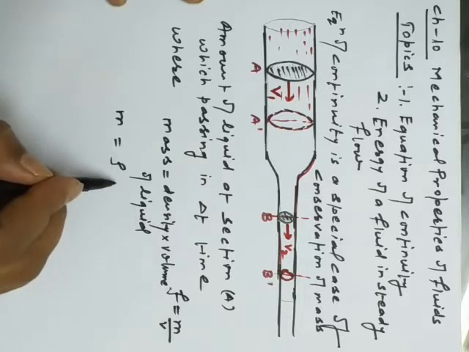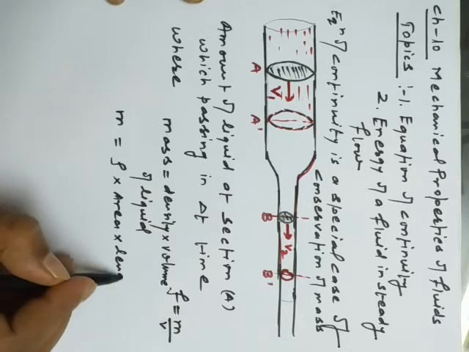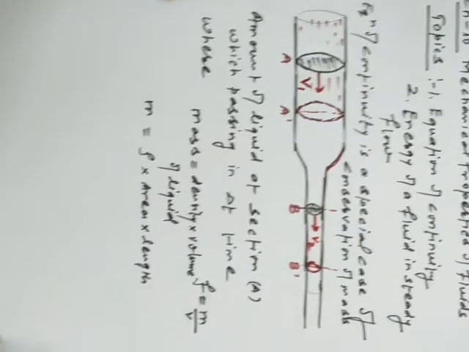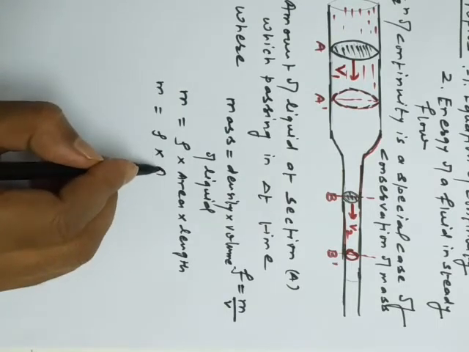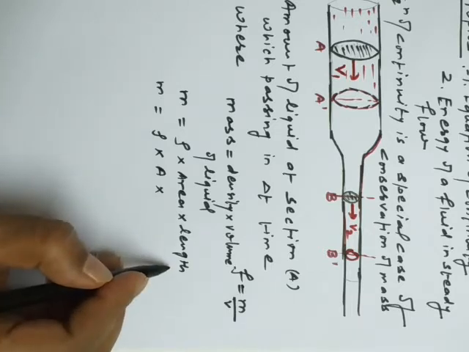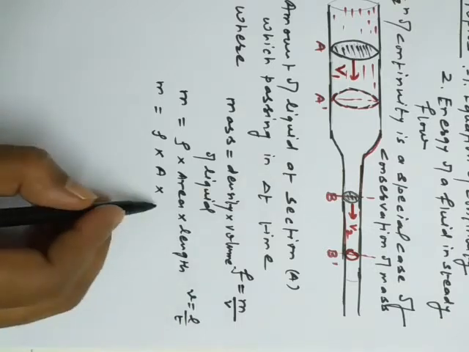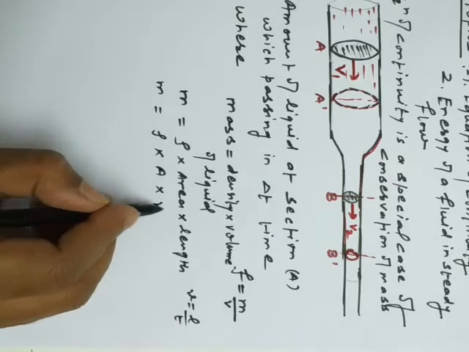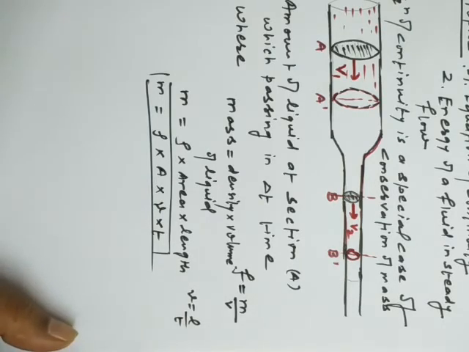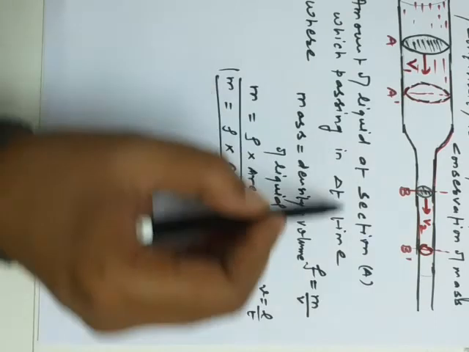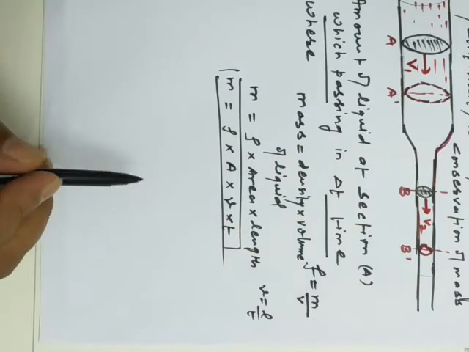The volume can be stated as area into the length covered by the liquid during the motion. Further, rho into area A, and the length can be converted, because we know velocity is equal to displacement upon time. So I can convert the length to velocity into time. This is one of the basic conversions as water flows through a section of a tube, whenever I assume the amount of liquid at section A which passes in a delta t time.